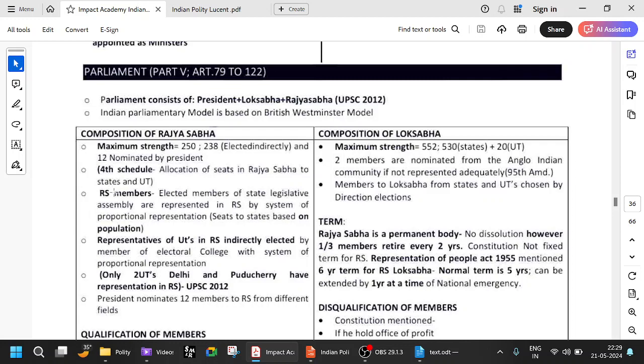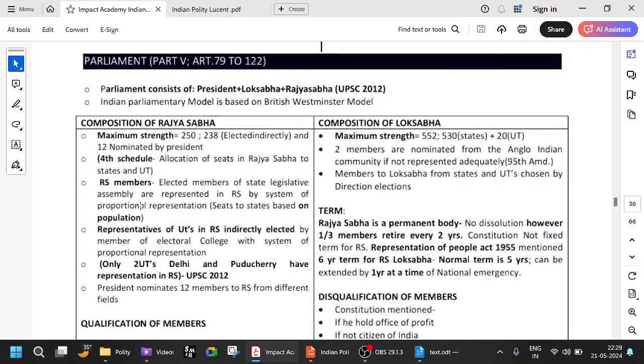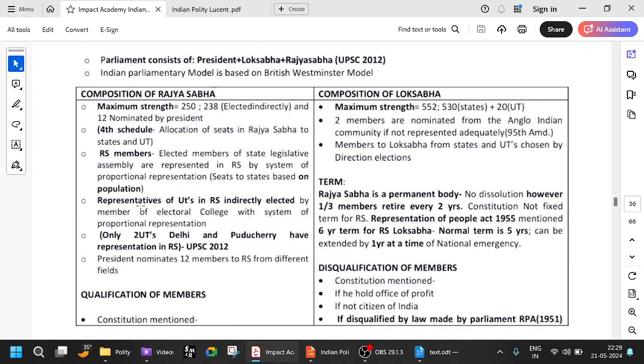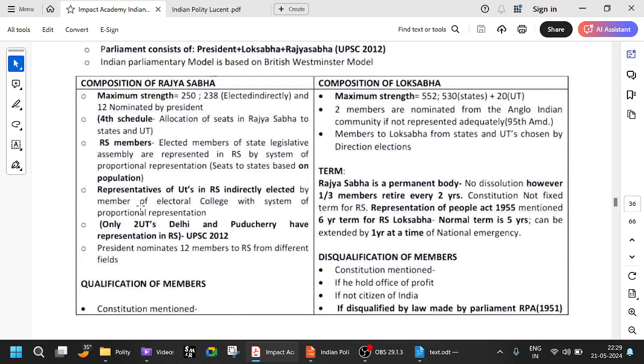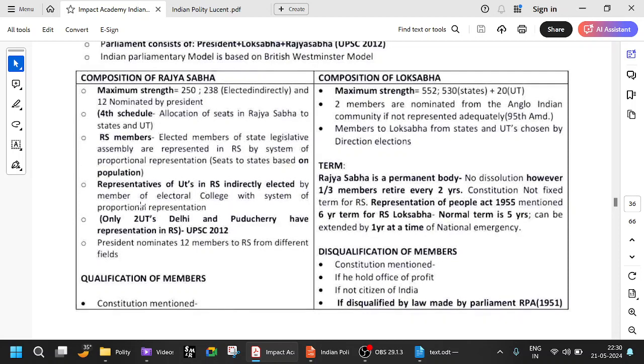So who are going to vote for these Rajya Sabha members? Not the common public. Okay, they are indirectly elected by the members of the state legislative assembly. Representatives of union territories in Rajya Sabha are indirectly elected by the members of an electoral college with the system of proportional representation. So only two UTs, Delhi and Puducherry, have representation in Rajya Sabha.